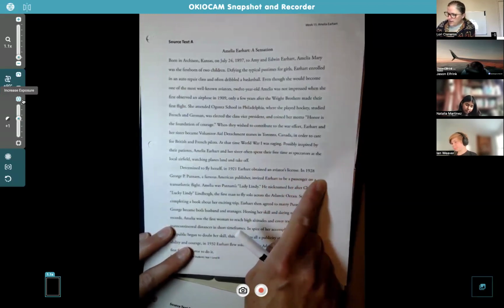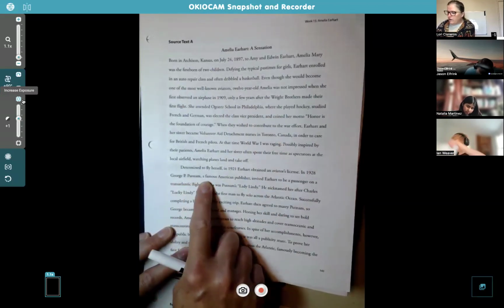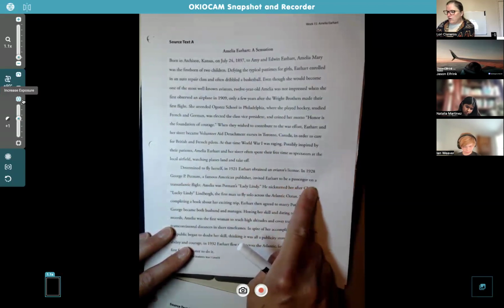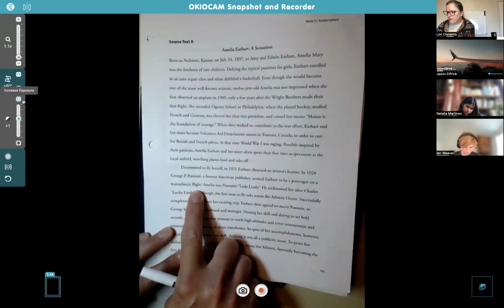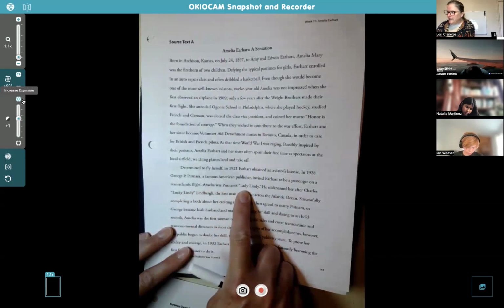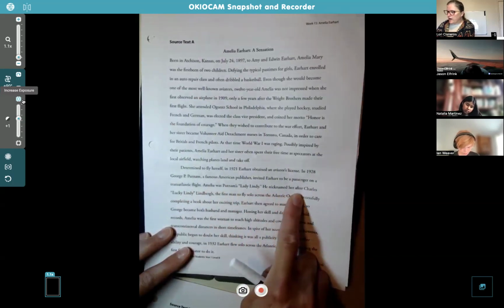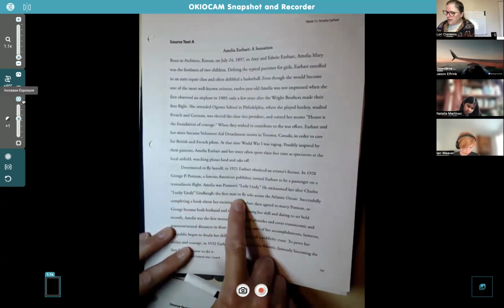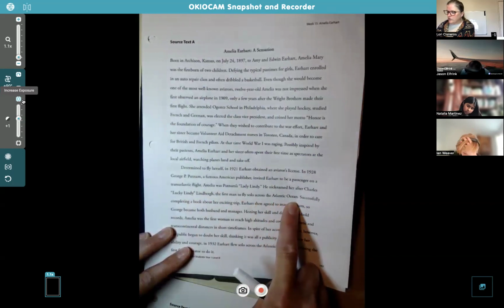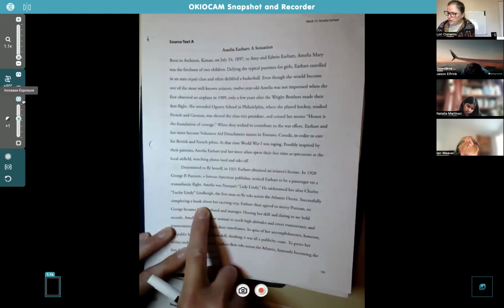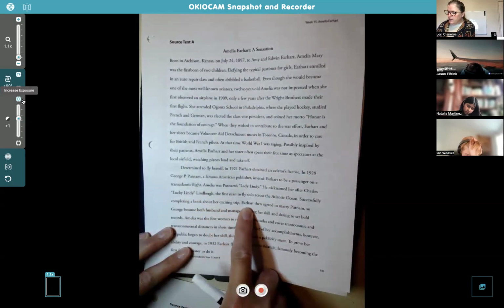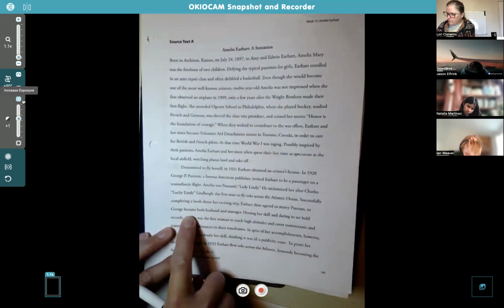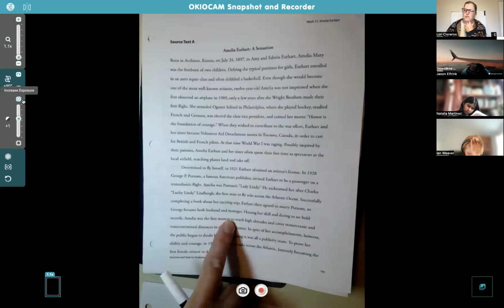In 1928, George P. Putnam, a famous American publisher, invited Earhart to be a passenger on a transatlantic flight. Amelia was Putnam's Lady Lindy. He nicknamed her after Charles Lucky Lindy Lindbergh, the first man to fly solo across the Atlantic Ocean. Successfully completing a book about her exciting trip, Earhart then agreed to marry Putnam. So George became both husband and manager.